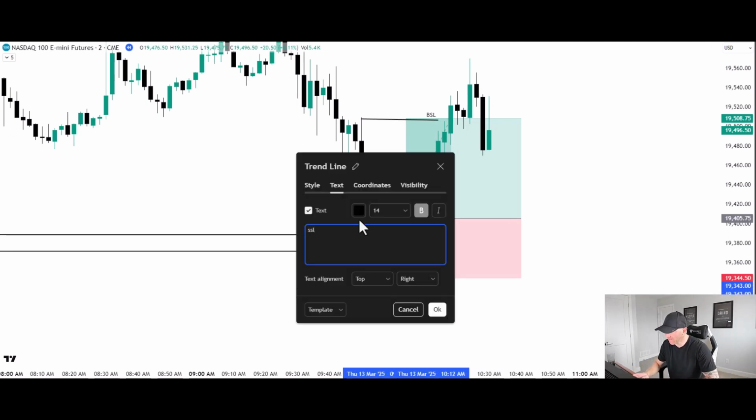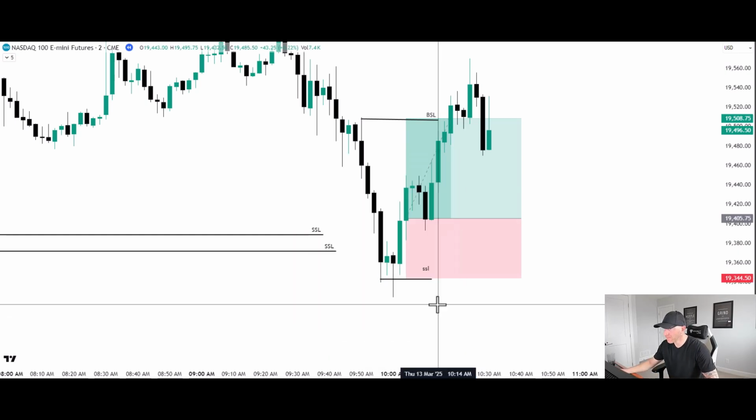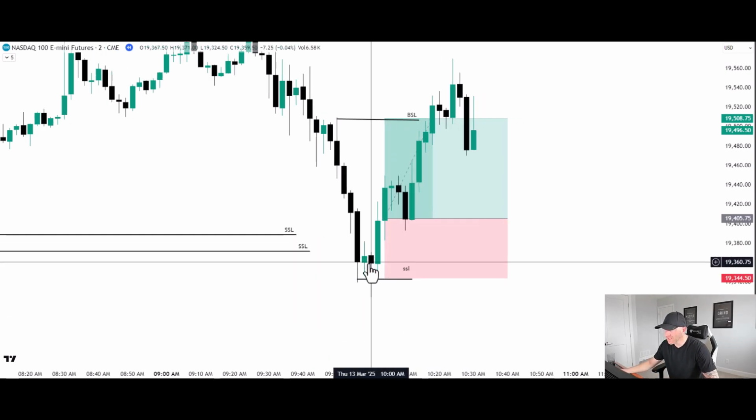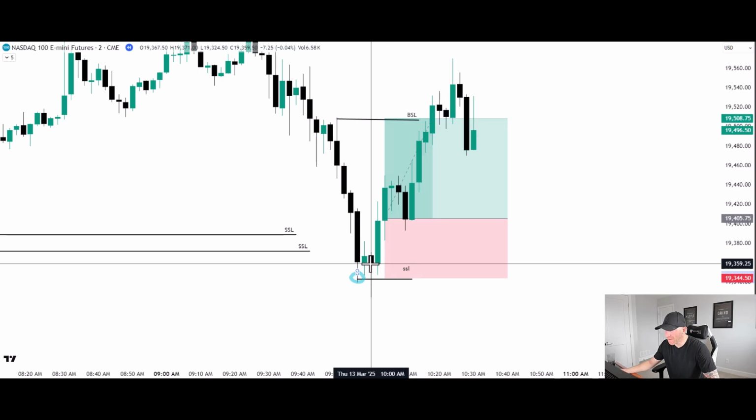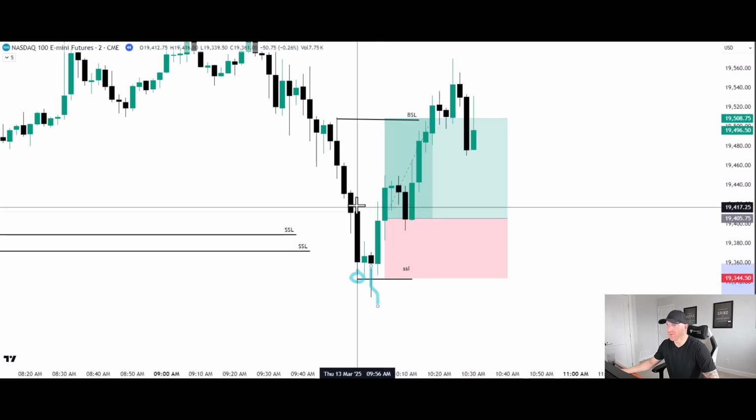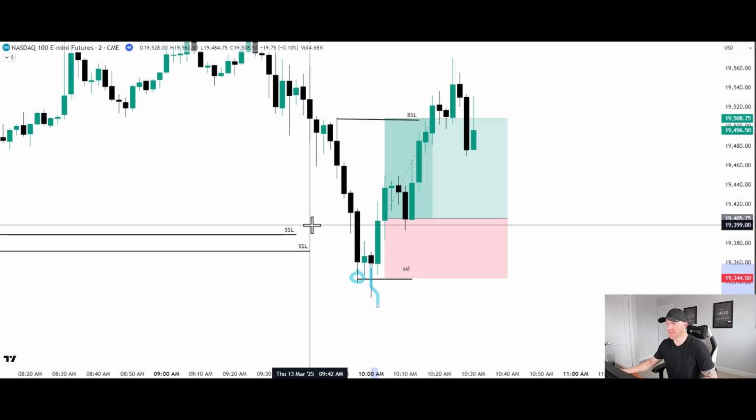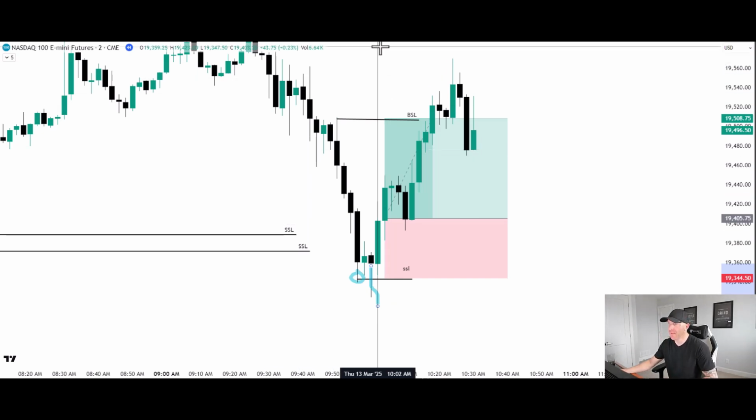So we'll just put SSL for our sell side liquidity. And then notice this candle here does not close below it. So if you look right here, it gets swept by this candle on the push down. So that's the market telling me that, okay, external range liquidity has been taken. We just had an internal sweep. We could be ready to deliver price back to the upside. And that's pretty well exactly what happens, right?